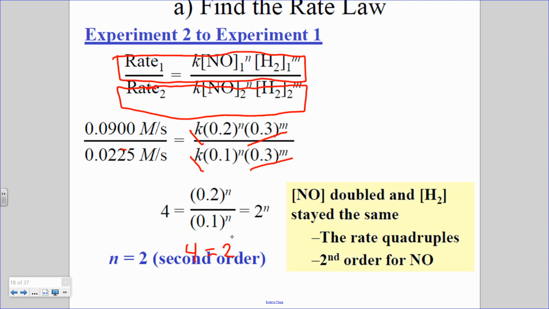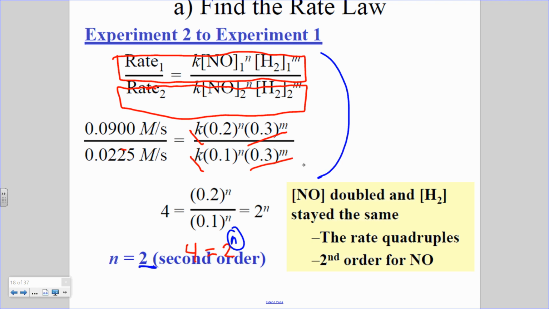Okay, so this has to be N. Now, 2 to the what power gives me 4? 2 to the second power gives me 4. So I know that N is 2. So this is what I call the algebra method. This is the algebra method.